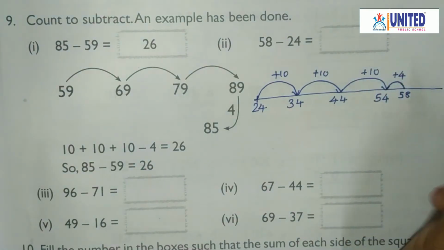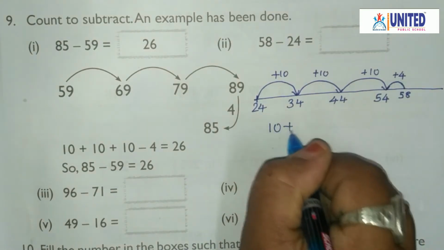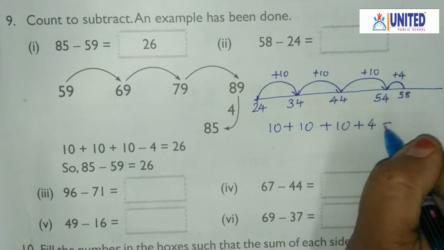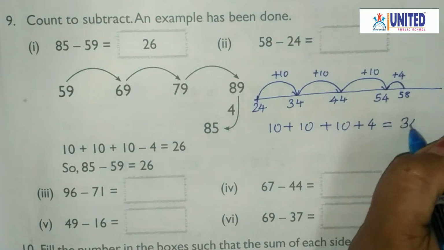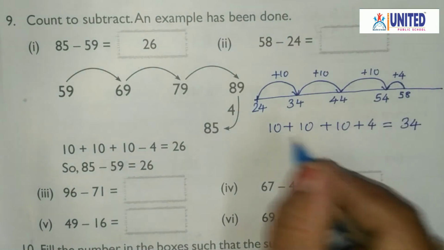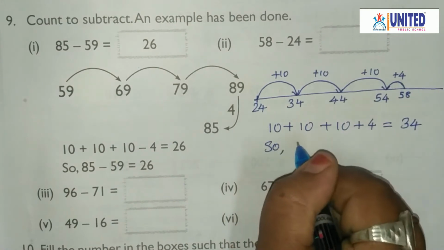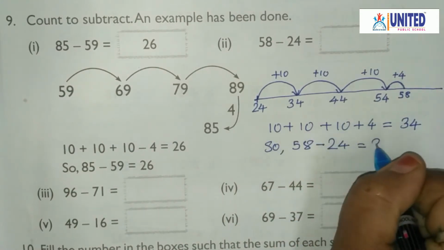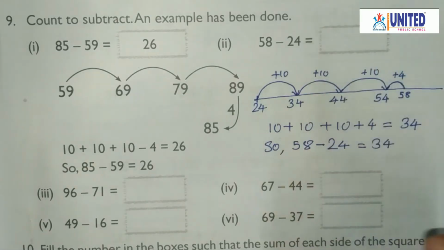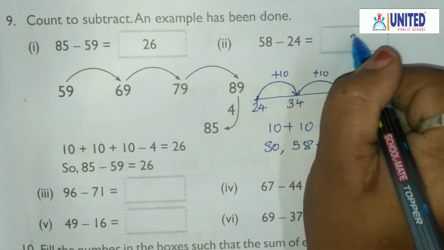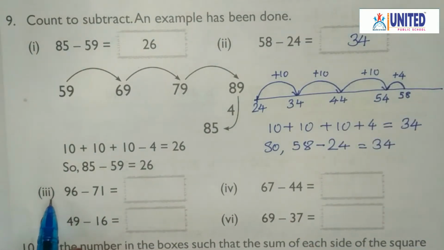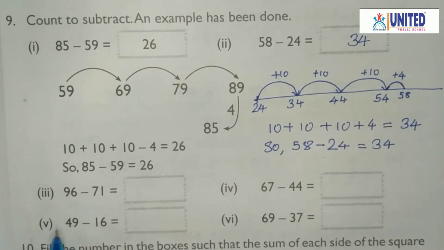So what answer comes here? 10 plus 10 plus 10 plus 4, that is equal to 34. Okay, so you can write 58 minus 24 is equal to 34. So in the box we can write the answer, that is 34. Okay, done. Now in this way we can solve the third number, fourth, fifth and sixth.